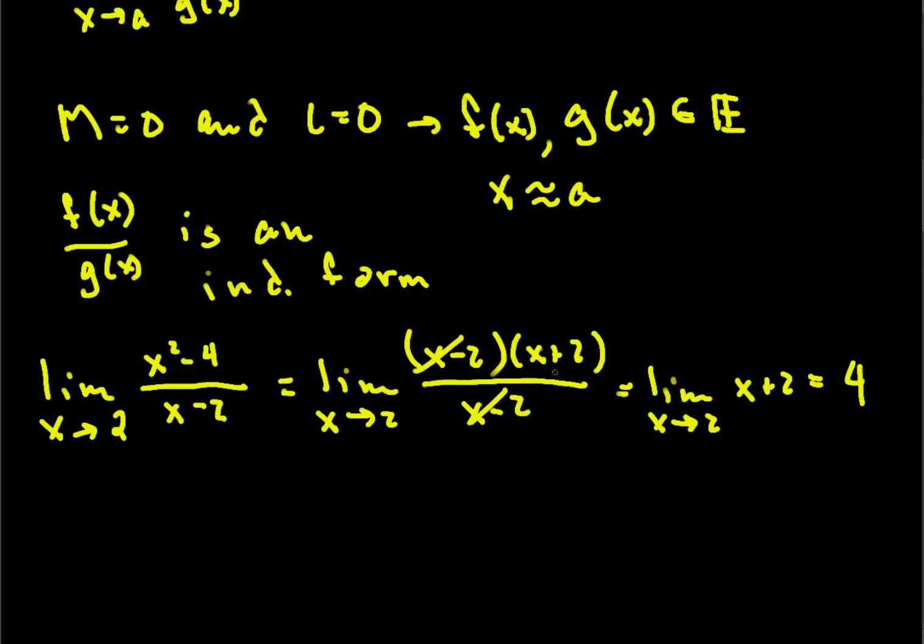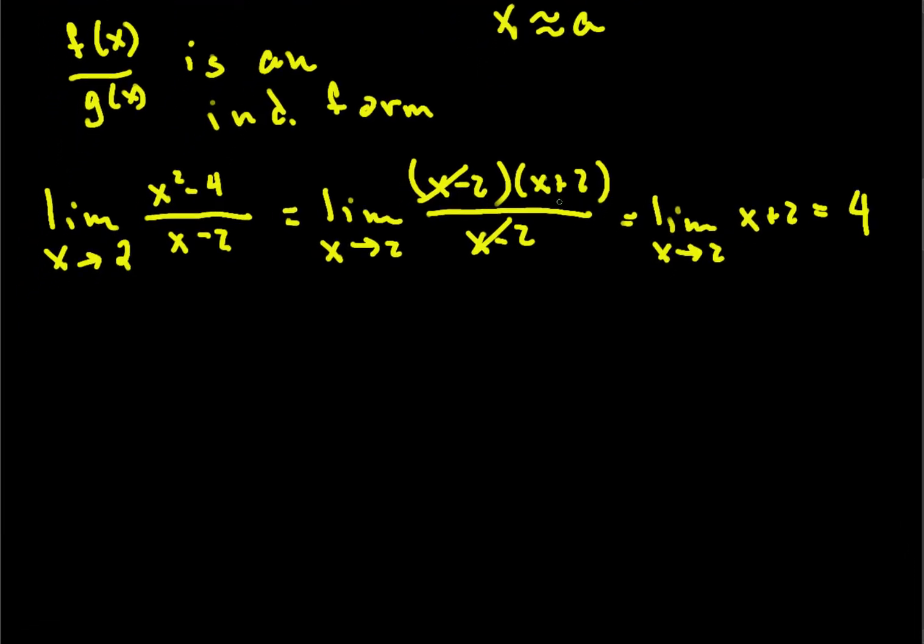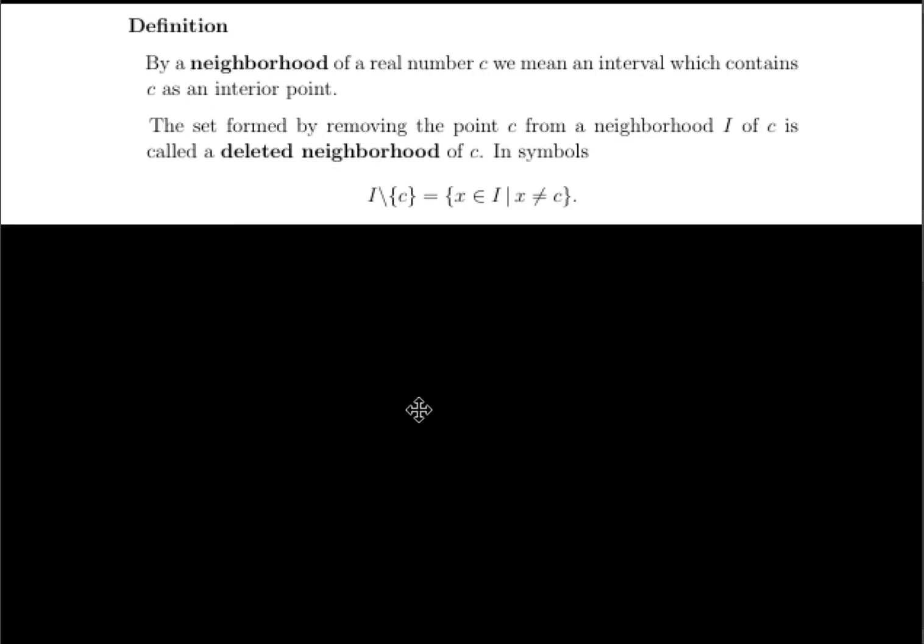Well, L'Hopital's rule gives us a method of dealing with these indeterminate forms when we've got the top going to 0 and the bottom going to 0. But first, I've got to introduce a couple of definitions before we can put up the statement of L'Hopital's rule. So first off, a neighborhood of a real number c is just an interval which contains c as an interior point. Then a deleted neighborhood is a neighborhood of c in which c is removed. So in L'Hopital's rule, we're going to examine what happens to a function.